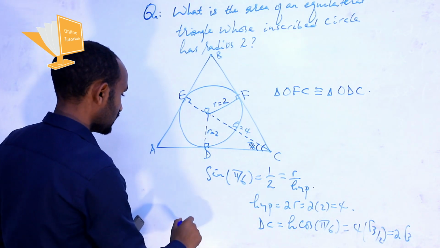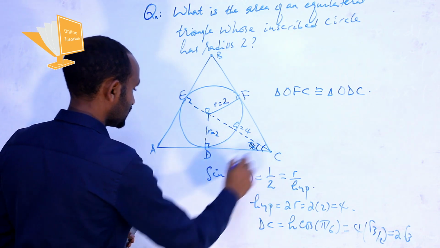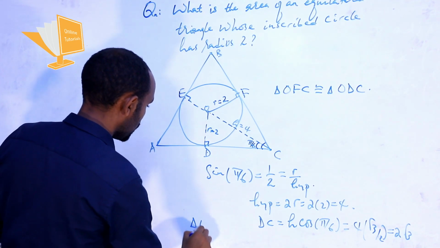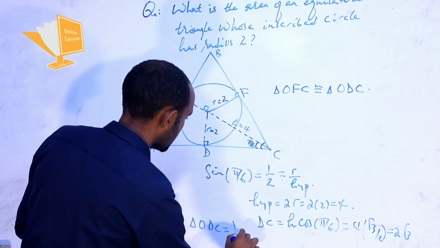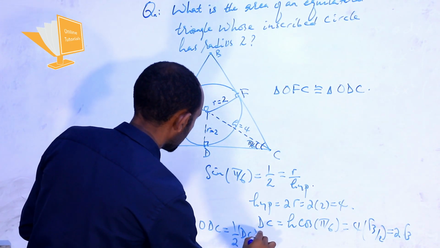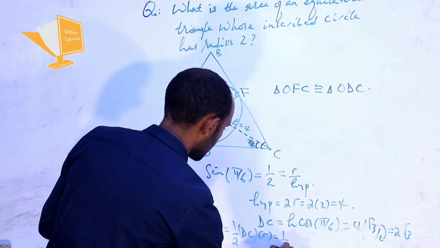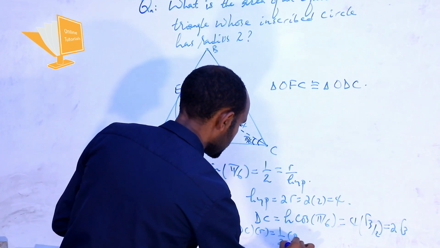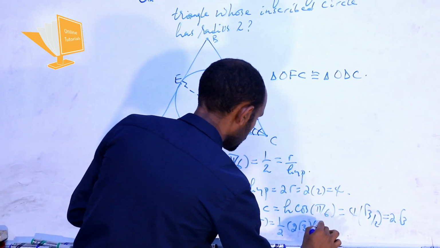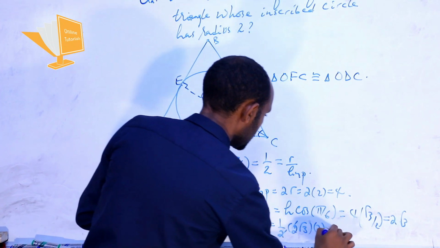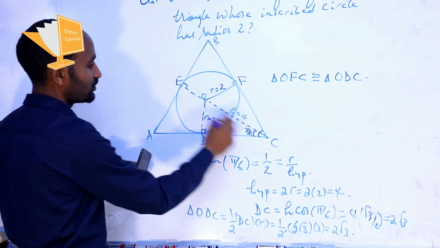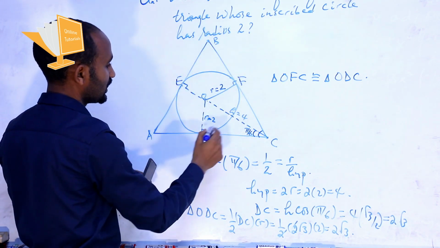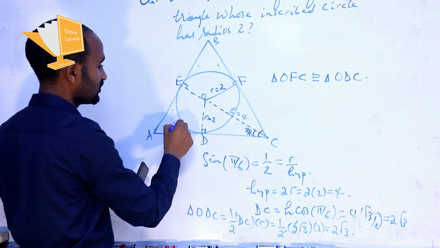So DC. So the area of triangle ODC is equal to half times DC length times height, radius. So half times DC is 2 root 3 times radius is 2. So this is 2 root 3. So 2 root 3 is the area of this part. So how many of these triangles you have in the bigger triangle? 1, 2, 3, 4, 5, 6.